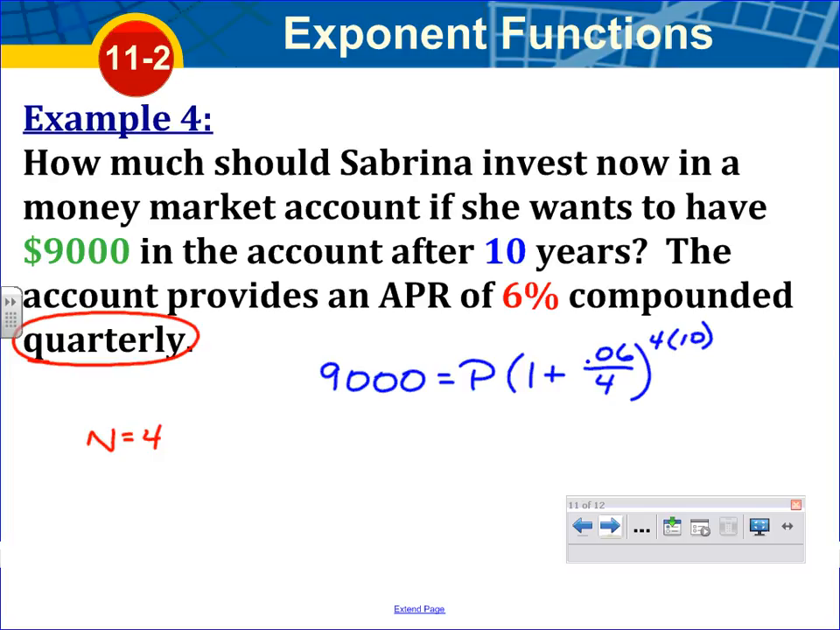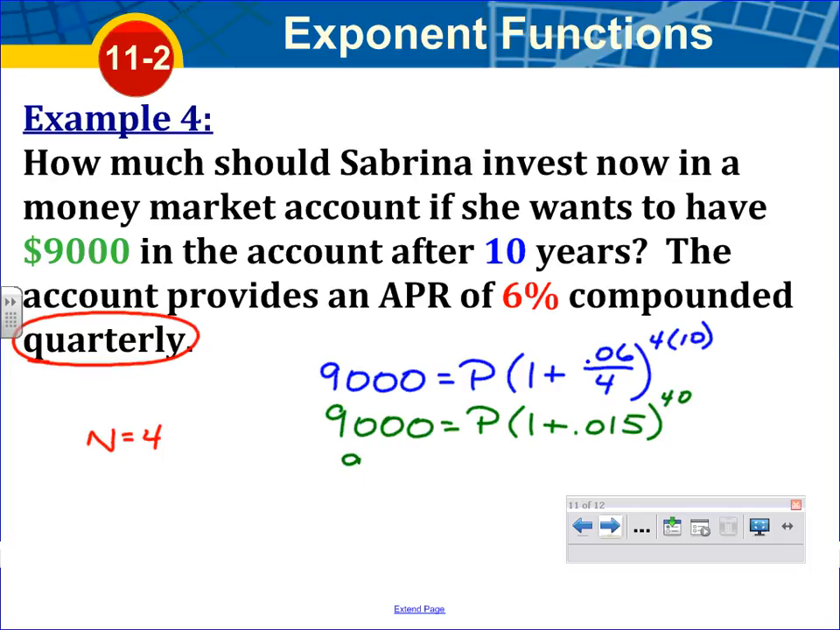As always, these are your notes. So I'm writing a lot more than you would necessarily need to write, but obviously you have to know where everything comes from. So here we go. We're going to go through our little order of operations and simplify on the right-hand side before we do anything with solving for P. So if you take 0.06 divided by 4, you will get 0.015. So you're going to get 1 plus 0.015. And then we're going to raise that to the 40th power because that's what 4 times 10 is.